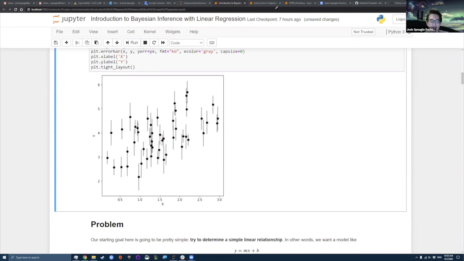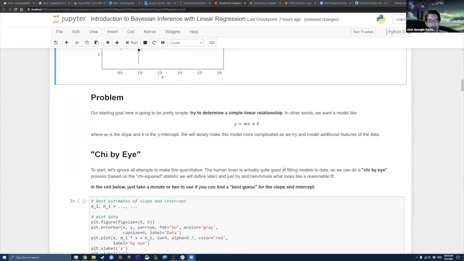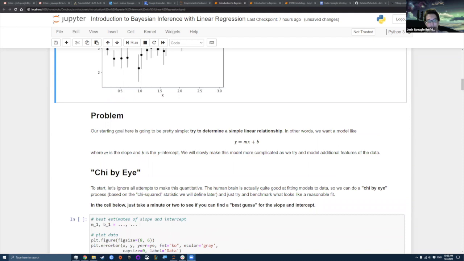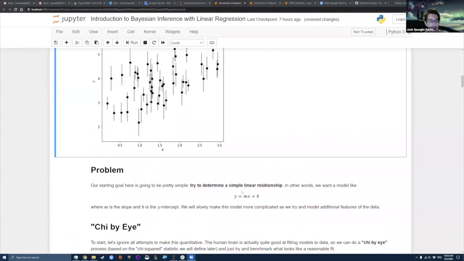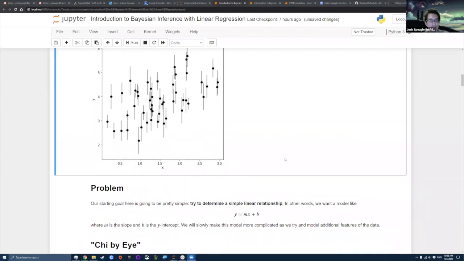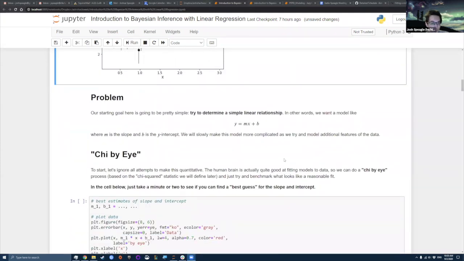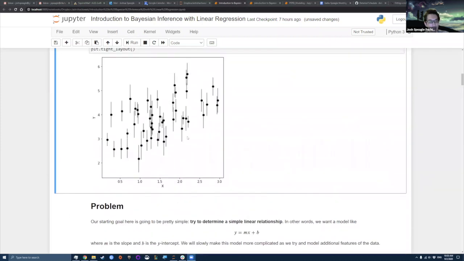So the problem that we have is that we just want to define a really simple linear relationship, which is you want to take this model that says y equals mx plus b, which you've probably seen a billion times already. And we're going to make this model slowly more complicated as we try to capture different features of the data. But just to start, I want to say that it's usually a perfectly reasonable thing to just take a look at the data and ask yourself, what would I fit by eye? If I was eyeballing a best fit, what type of results would I actually expect?